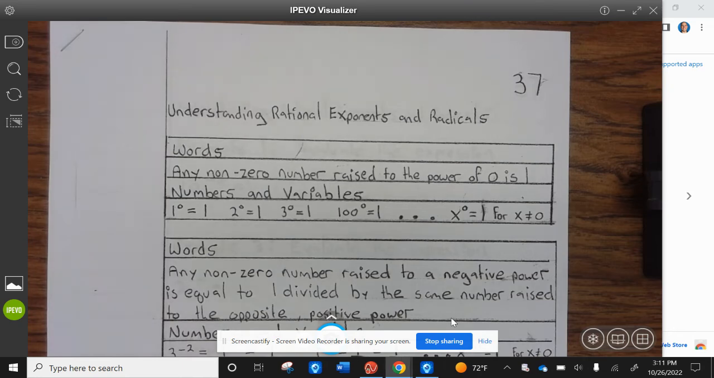Wildcat. So we're going to journal page 37, Understanding Rational Exponents and Radicals. In words, any non-zero number raised to the power of 0 is 1. Using numbers and variables, 1 to the 0 power is 1, 2 to the 0 power is 1, 3 to the 0 power is 1, 100 to the 0 power is 1, x to the 0 power is 1 for x not equal to 0.